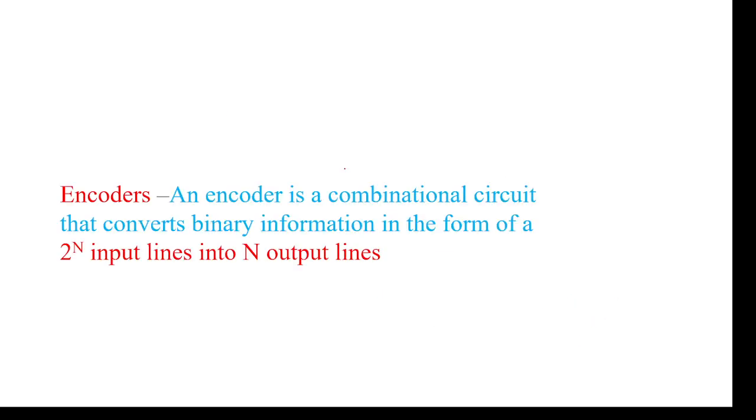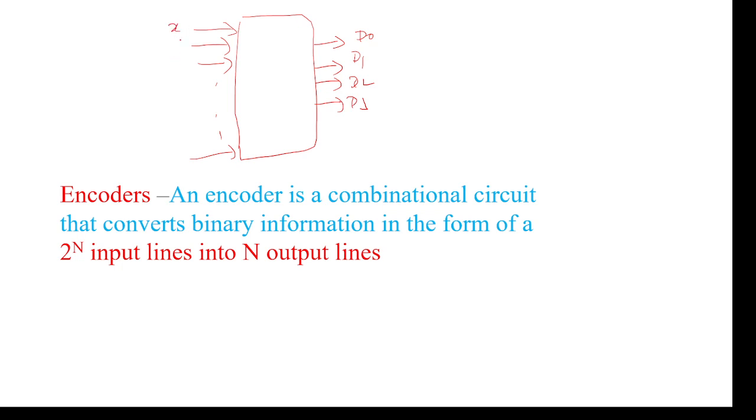Coming to the 16 to 4 encoder, it has 16 input data lines and 4 output data lines. We can name the outputs anything, either D0, D1, D2 and D3, or Y0, Y1, Y2, Y3. Here also you can assume any names, like X1, X2, or Y1, Y2, Y3, till Y15, or Y1 to Y16 initially. So 16 data lines converted into 4 output data lines is called a 16 to 4 encoder.